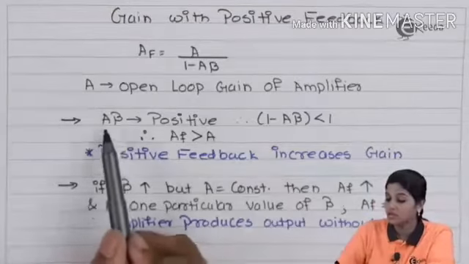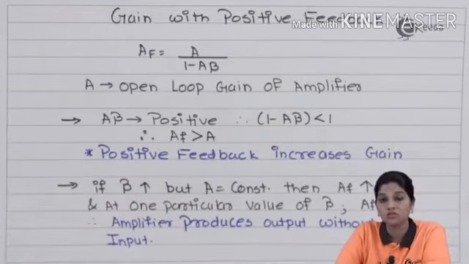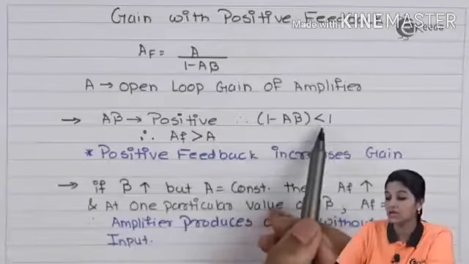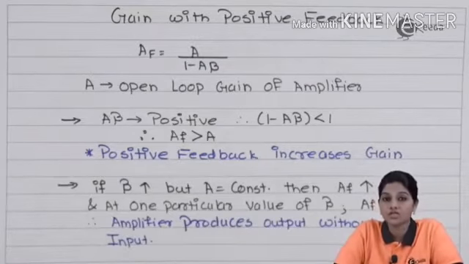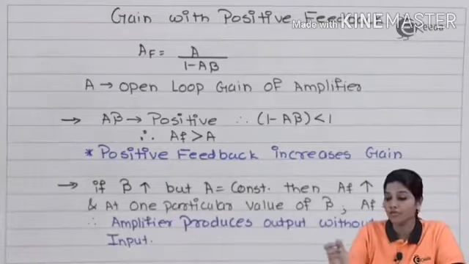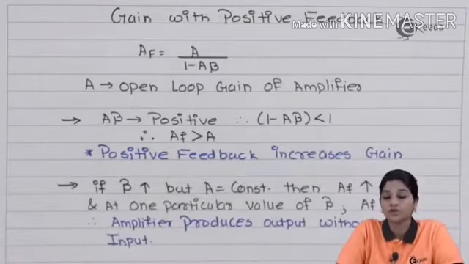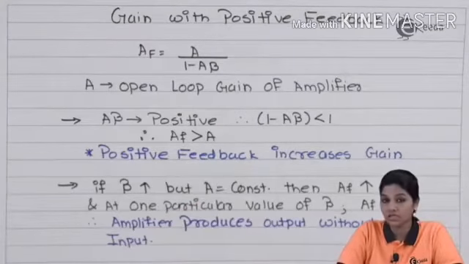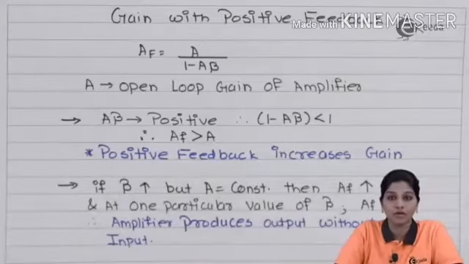We know that the term A beta is positive, and because of which the term present in the denominator, that means 1 minus A beta, is always less than 1. As 1 minus A beta is always less than 1, the gain AF, that means the gain of positive feedback, is always greater than the open loop gain of the circuit, that means AF is greater than A. Therefore, we can say that positive feedback increases the gain of the amplifier.